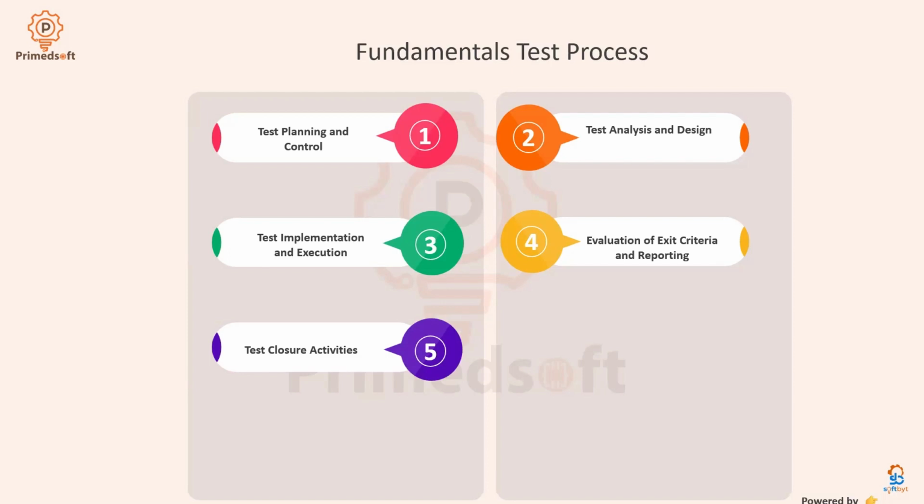The second one is test analysis and design. This phase involves analyzing the test basis, which includes requirements, specifications, and design documents. So we have the requirements in a specification, which could be in the form of user stories and acceptance criteria. We could have design documents, which could be a Figma design, mockups, wireframes. So you go through all these things, you analyze them to identify test conditions.